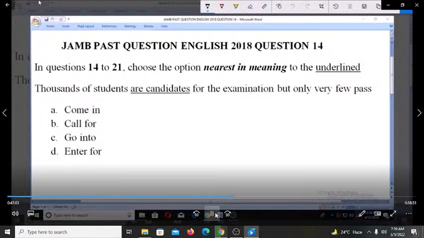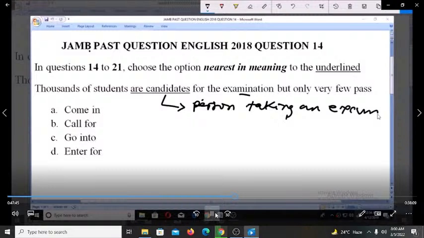Now, for us to understand this much better, we need to know the meaning of all these words or phrases. Now, we look at candidates. When you say that somebody is a candidate for something, it means that person is applying for something, or going in for something. So a person who is trying to be elected, or apply for a job, or a person taking an exam is a candidate. In this case, they are talking about an examination. So a person that has registered to take an exam is a candidate.